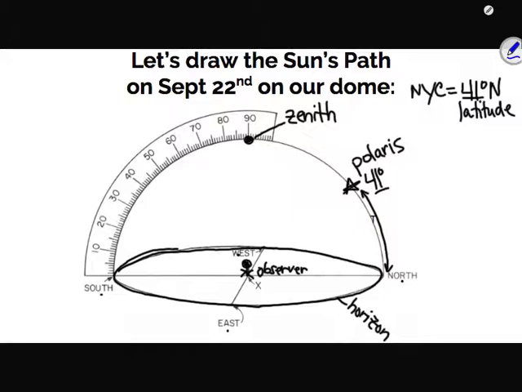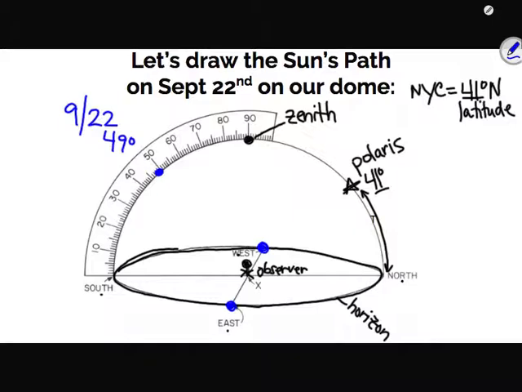So we already said that the sun rises exactly east and it sets exactly west. So you want to draw 2 dots there to represent that. And on September 22nd, the sun gets all the way up to 49 degrees above the horizon, 49 degrees altitude. So I'm going to label that 49 degrees, and this is on September 22nd. So I'm going to label that as well.